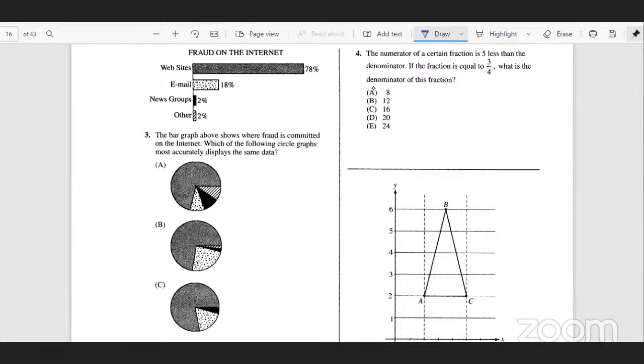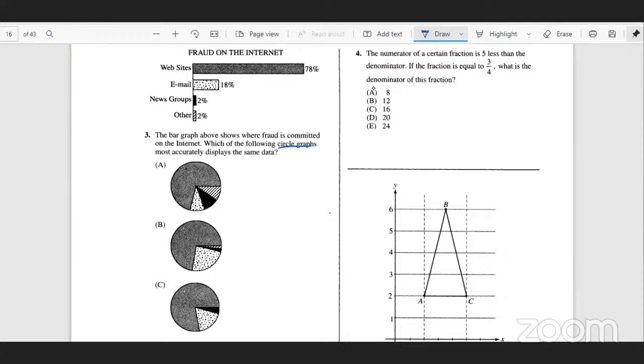Okay, so here basically we have a bar graph as well as a pie chart. So let's read the question. The bar graph above shows where fraud is committed on the internet. Which of the following circle graphs, these circle graphs are also called pie graphs, most accurately displays the same data? Okay, let's study the bar graph first.